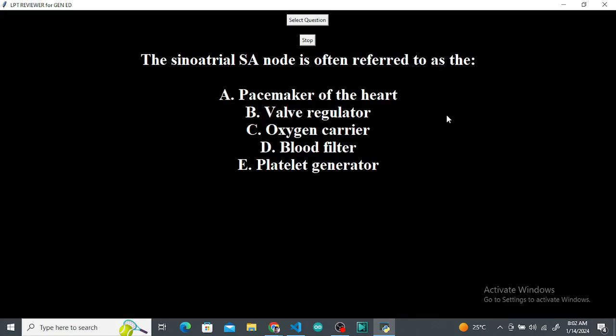The sinoatrial SA node is often referred to as the A. pacemaker of the heart. B. valve regulator. C. oxygen carrier. D. blood filter. E. platelet generator. The correct answer is pacemaker of the heart.